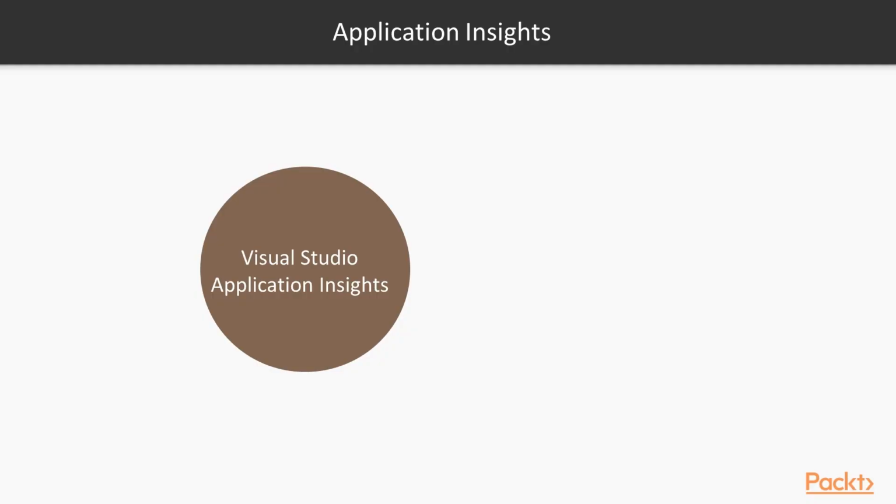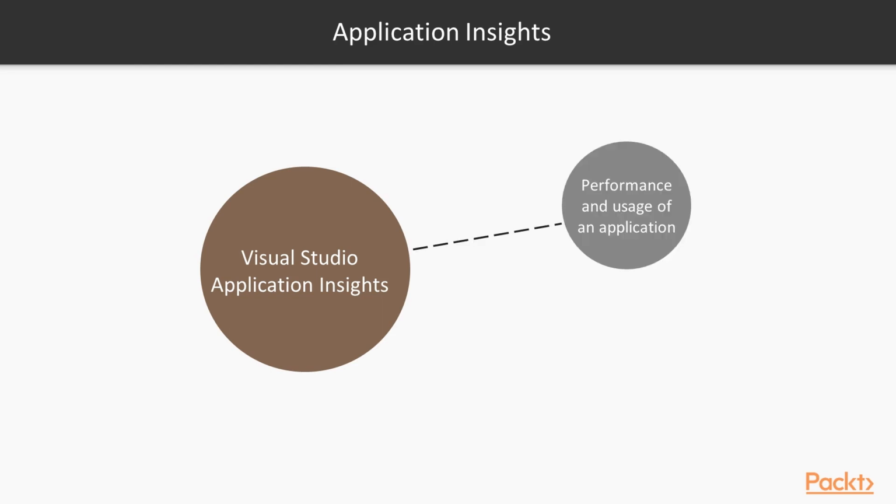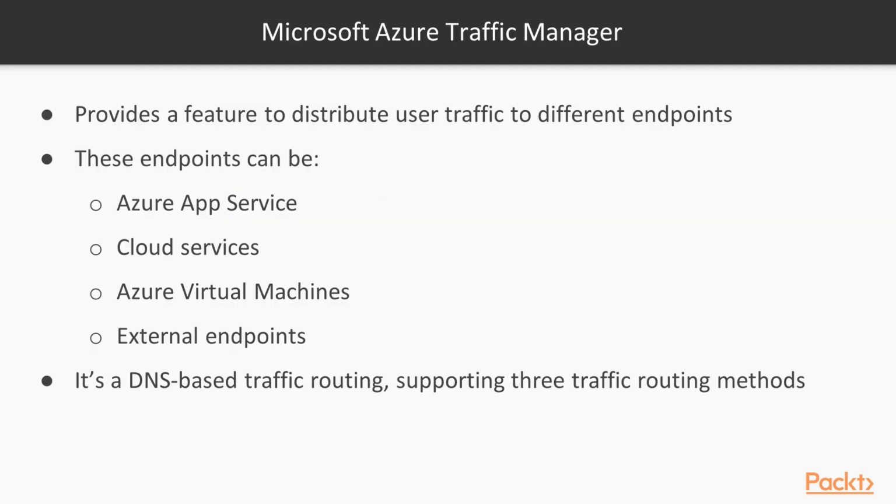For analytics, we have Application Insights. Visual Studio Application Insights helps us to get the insights of performance and usage of an application. It can be used for .NET or J2EE-based applications that are hosted on-premise or in the cloud. Lastly, we see Traffic Manager.